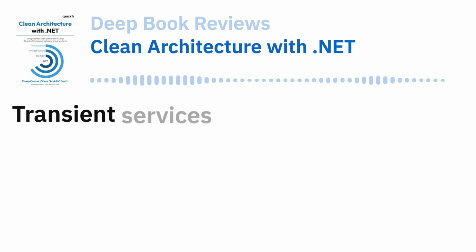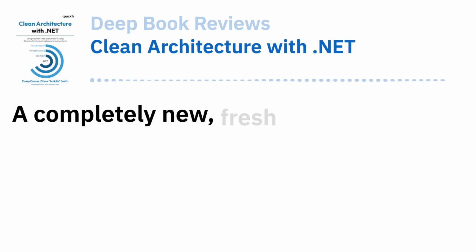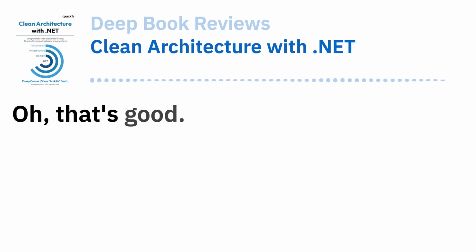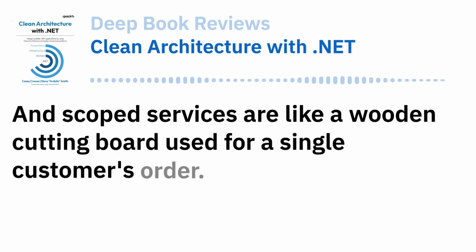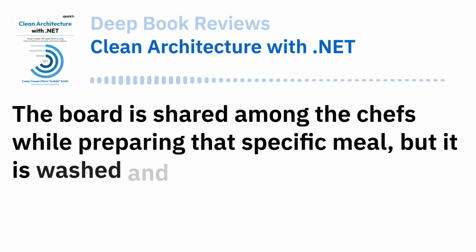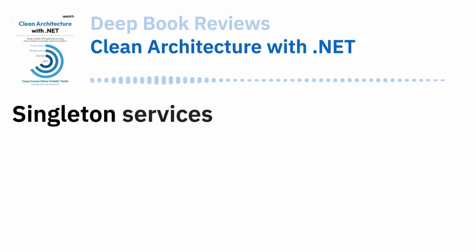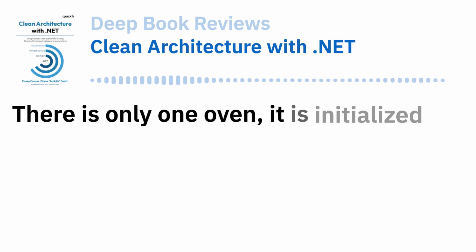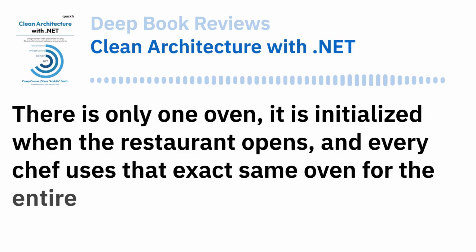Okay, I'm listening. Transient services are like disposable paper towels. A completely new, fresh paper towel is provided every single time a chef reaches for one. Oh, that's good. Right. And scoped services are like a wooden cutting board used for a single customer's order. The board is shared among the chefs while preparing that specific meal, but it is washed and cleared away immediately after the order is complete. And singleton? Singleton services are like the shared kitchen oven. There is only one oven. It is initialized when the restaurant opens, and every chef uses that exact same oven for the entire lifetime of the establishment.